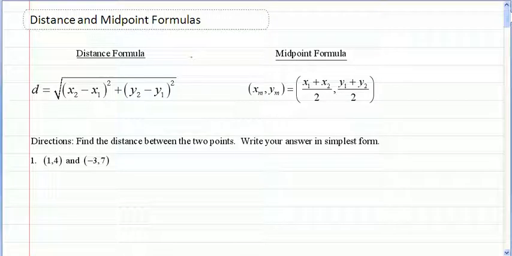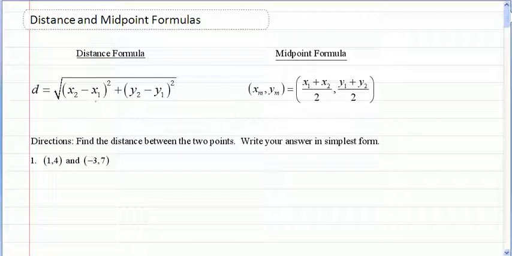In this lesson, you will learn how to use the distance and midpoint formulas. So the formulas are listed above, and we'll start with the first 5 problems using the distance formula, and then the last 6 using the midpoint formula.